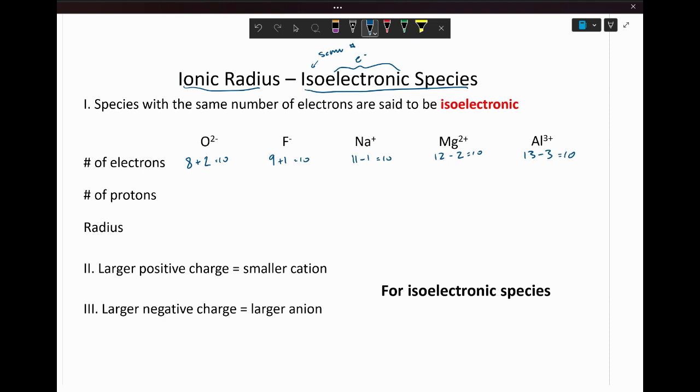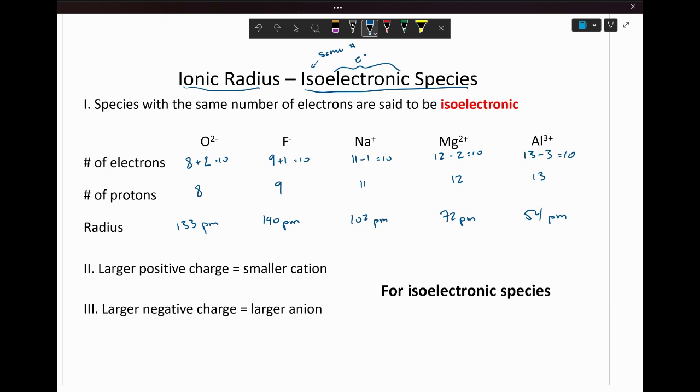And then if we look at the number of protons each of them have, we just look at their atomic number. So for oxygen it's 8, fluorine is 9, sodium is 11, magnesium 12, and aluminum 13. And what we'll see here is that the radius for each of these is going to go from large for our anions, so we have these two right here, 133 picometers for oxygen, 140 for fluorine. And then for sodium, we have 102 picometers. For magnesium, it's 72 picometers. And for aluminum, we have 54 picometers.